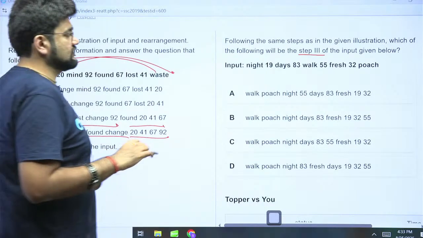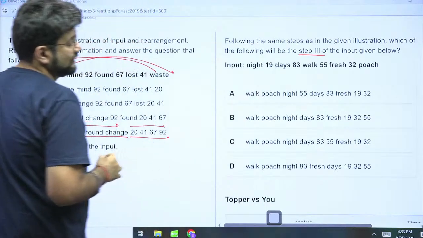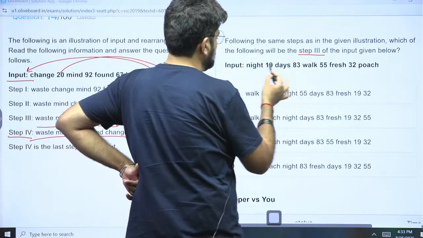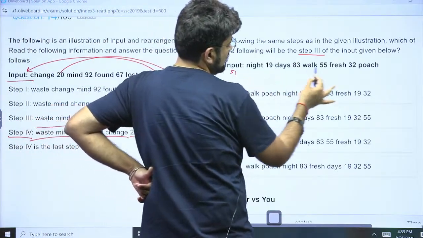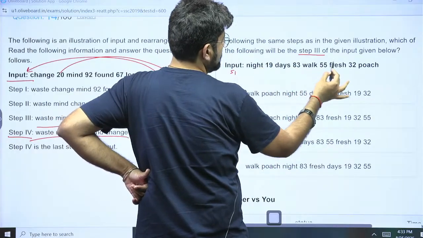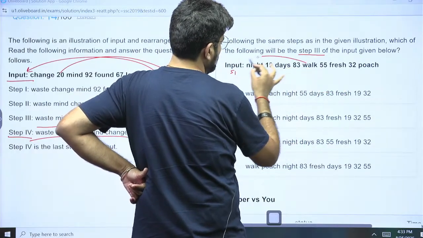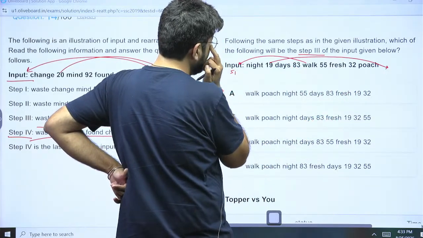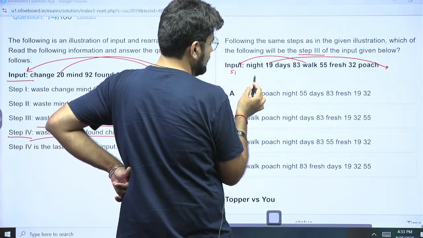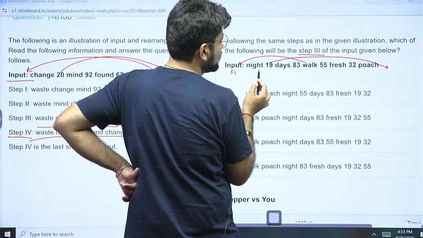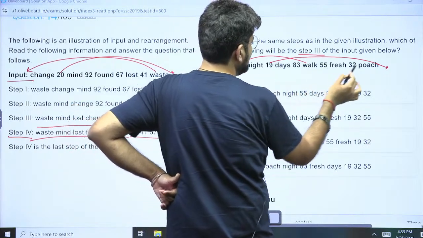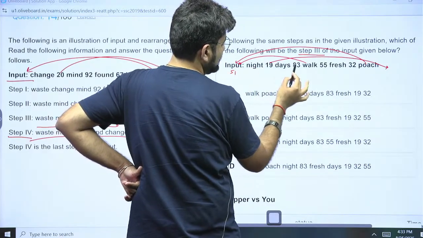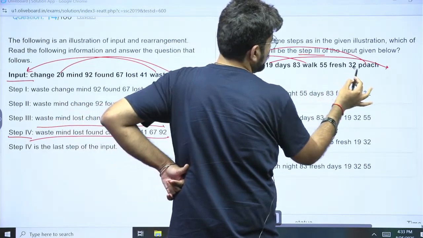So now we have this. The first thing is going to be what? We need step 3. So in step 1, the largest word is going to come in the front. So this is walk, and the smallest number is going to go at the back. Next, we will have the next largest word after W, which I think is P. So P is going to come after W, and after 19 we will have the next number, which is 32.